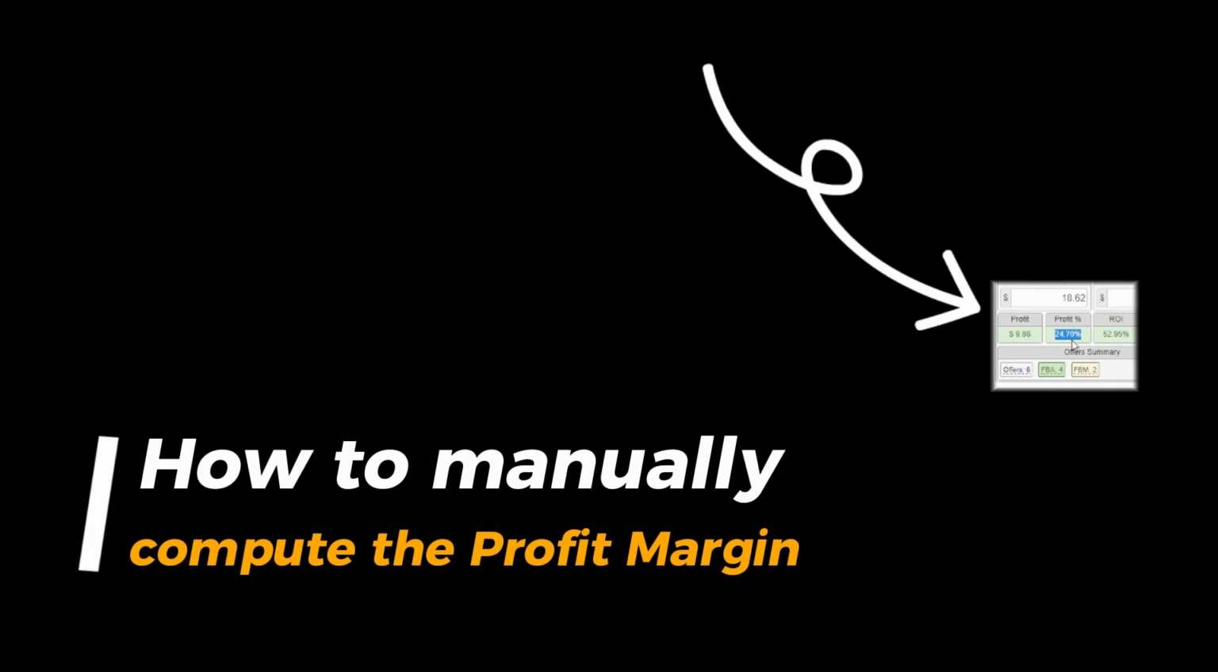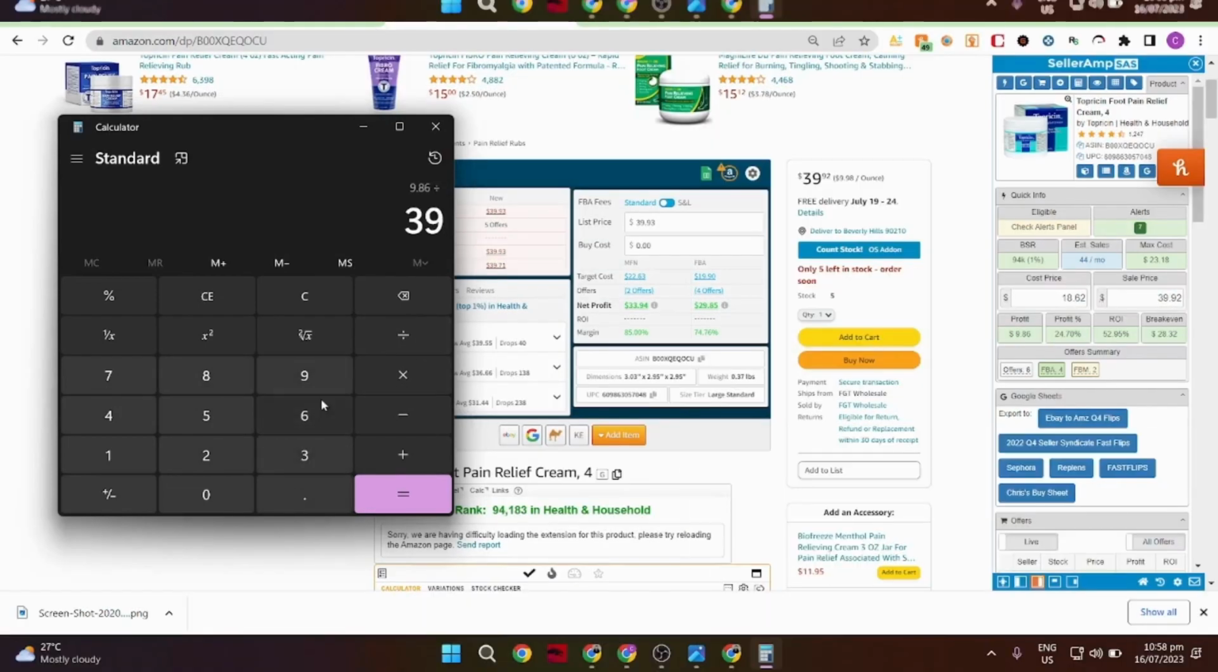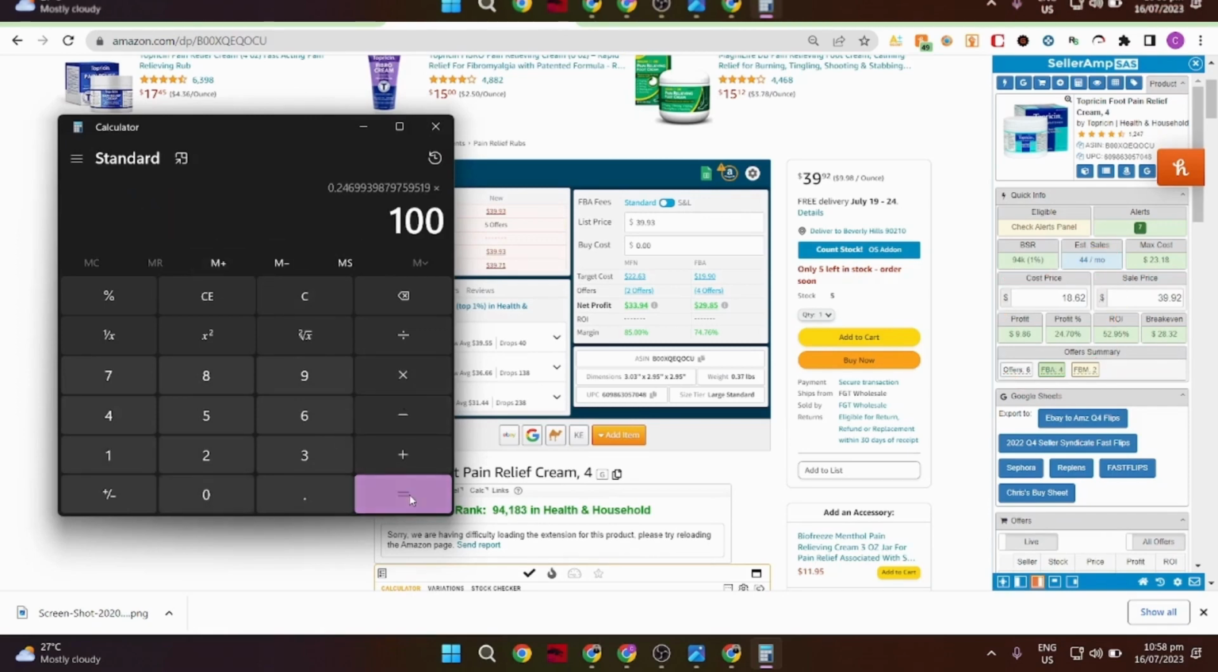Manually, kung paano mag-calculate ng profit margin is just simply divide mo yung profit sa total or yung sell price natin, which is 39.92. So, meron tayong 0.24 or multiply natin to sa 100 para makuha natin yung percentage. So, meron tayong 24.6 or 0.7% na profit margin. Okay?